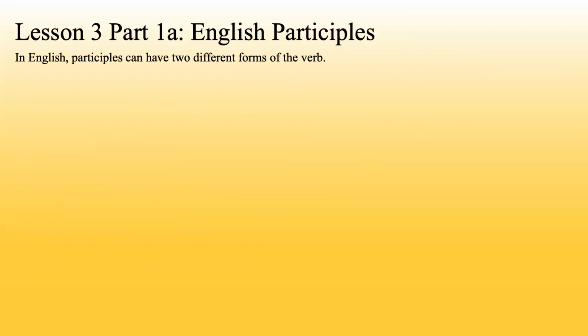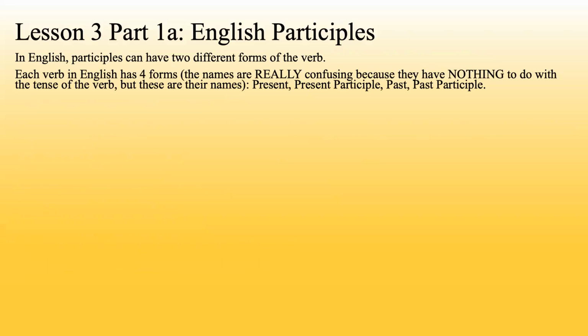In English, participles can have two different forms of the verb. Now, each verb in English has four forms. Their names are really confusing because they have nothing to do with the tense of the verb, but these are their names: the present, the present participle, the past, and the past participle. Those are the four forms of our English verb. So observe.